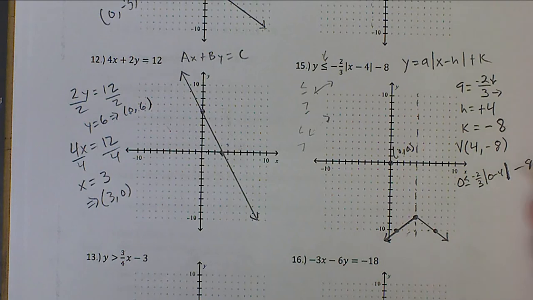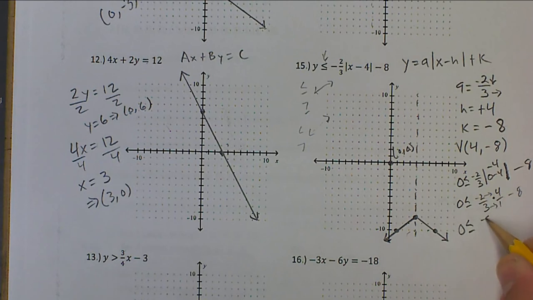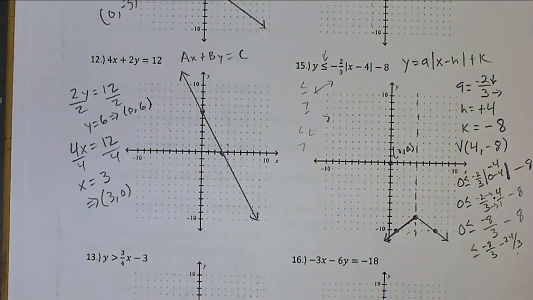Okay. And here 0 minus 4 is negative 4. Absolute value of negative 4 is positive 4, so I have 0 is less than or equal to negative 2/3 times 4 over 1 minus 8. 0 is less than or equal to, we have a fraction, so we will multiply across, negative 8 over positive 3 minus 8. I'm going to make a common denominator, and I'm going to get negative 8 over 3 minus 24 over 3. Okay, and there's still 0 on this side.